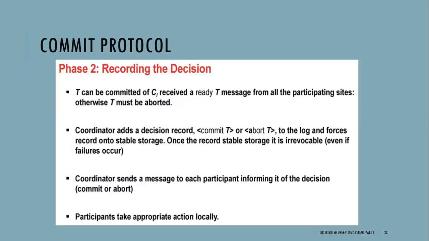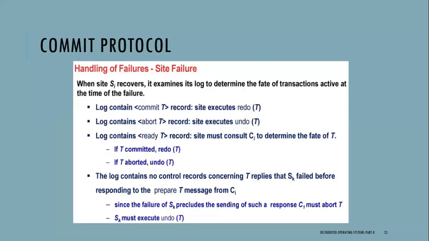Phase 2, recording the decision. Transaction T can be committed if Ci received a ready T message from all the participating sites, otherwise T must be aborted. Coordinator adds a decision record, commit T or abort T, to the log and forces the record onto stable storage. Once the record is on stable storage, it is irrevocable. Then the coordinator sends a message to each participant informing it of the decision. Participants take appropriate action locally.